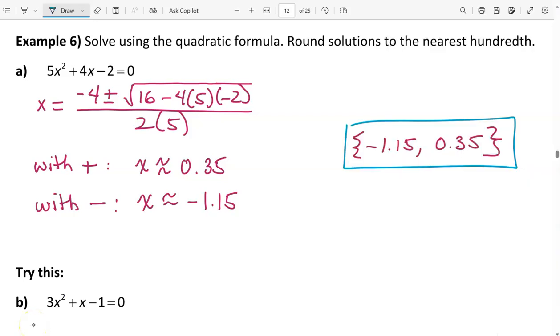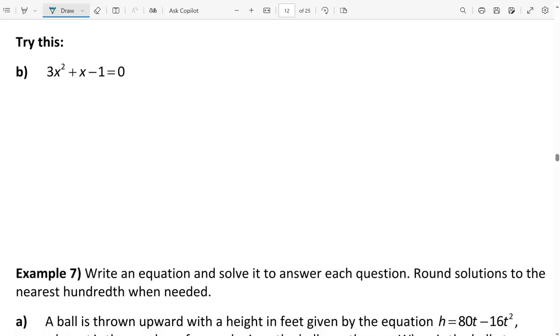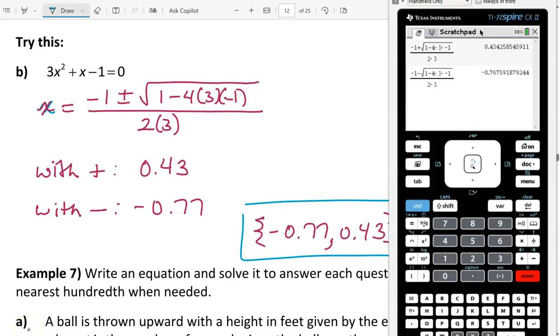All right, there below we have a try this one and round your solutions to the nearest hundredth. Be sure to write down what your work is. All right, check your work. You should have gotten two solutions, negative 0.77 and positive 0.43.